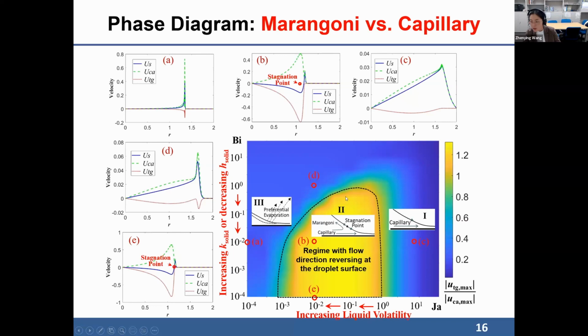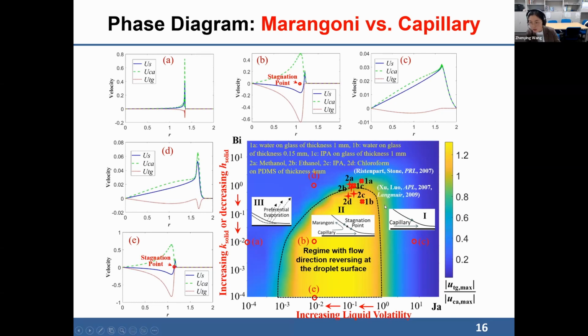And so for the flow state within the droplet, we did some more comparison with previous publications. We compared with these two papers from Stone's group and from Law's group. Our prediction of the regime with flow reversal at the droplet surface corresponds with their experimental results with different combinations of droplet and substrate. This numerical result also corresponds with the result of Li et al.